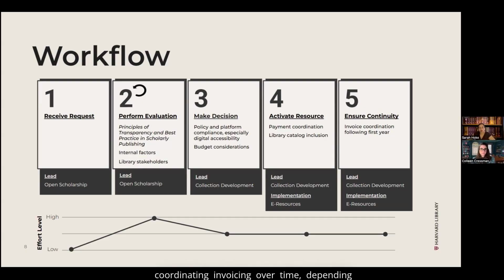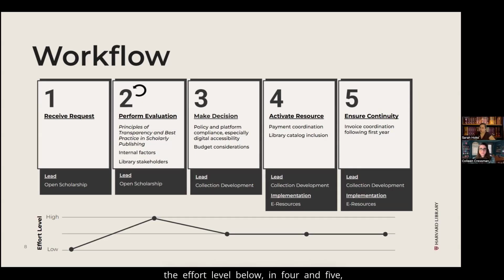This is mostly about coordinating invoicing over time, depending on the group we are working with. They might be more familiar or not with providing annual invoicing for a recurring resource, so we might need to give them a reminder to provide us the invoice. Subsequent years might need different funding applied as things fluctuate, or we might call for reevaluation as time goes by. All important steps that could be missed if we didn't account for this in our initial workflow.